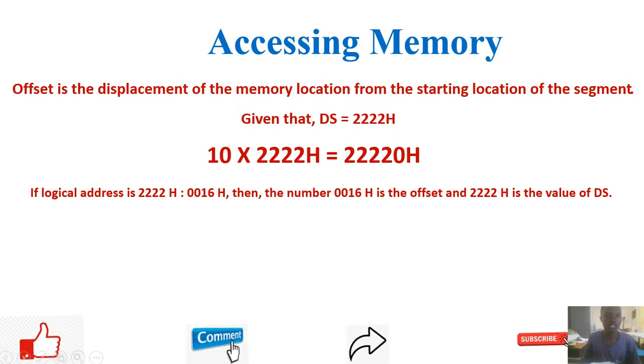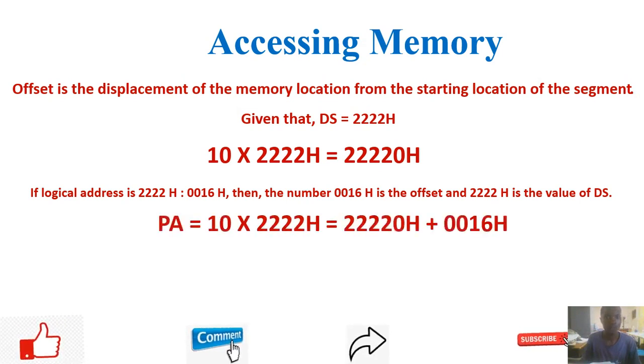Now if the logical address is given like this, quad 2h colon 0016h, then this means that 0016h is the offset and quad 2h is the value of the segment register, in this case being the data segment. You know other segment registers that we have, the extra segment, stack segment, and code segment. So that's what we have. And then what's next? Physical address. On this line we are saying if the logical address specified is quad 2h colon 0016h, then the number 0016h is the offset and quad 2h is the data segment value.